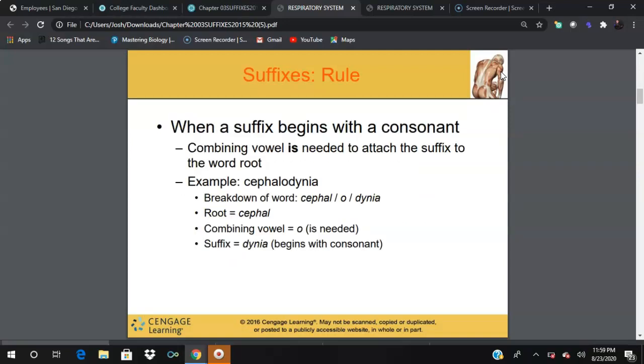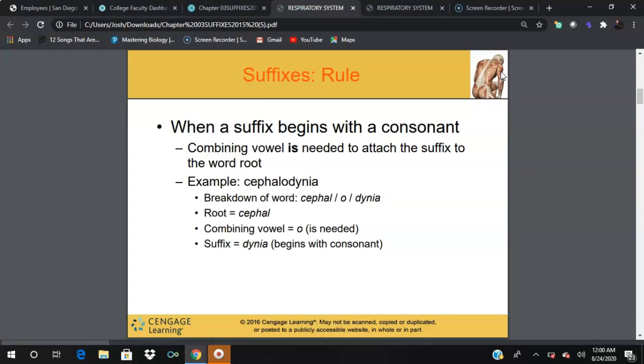And so when a suffix actually begins with a consonant, something besides A, E, I, O, or U, then we have something called a combining vowel that needs to attach the suffix to the word root. When we look at an example here, they have the word cephalodynia, and dynia means pain, and cephalo means head. In this case, the root is cephal, C-E-F-A-L. But because dynia begins with a consonant D, we have to use a vowel in between to link it.